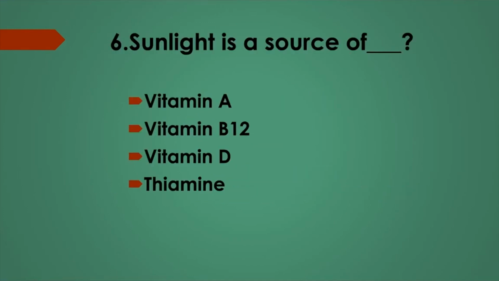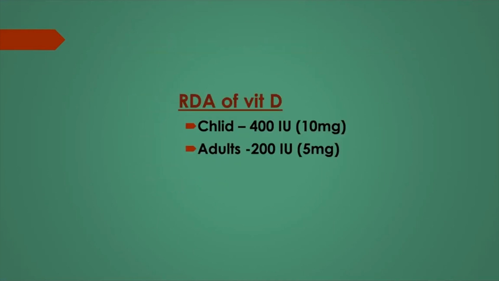Question number 6. Sunlight is a source of option A, vitamin A, option B, vitamin B12, option C, vitamin D, option D, thiamine. Answer option C, vitamin D. RDA of vitamin D in children is 400 international units or 10 micrograms. In adults, 200 international units or 5 micrograms.